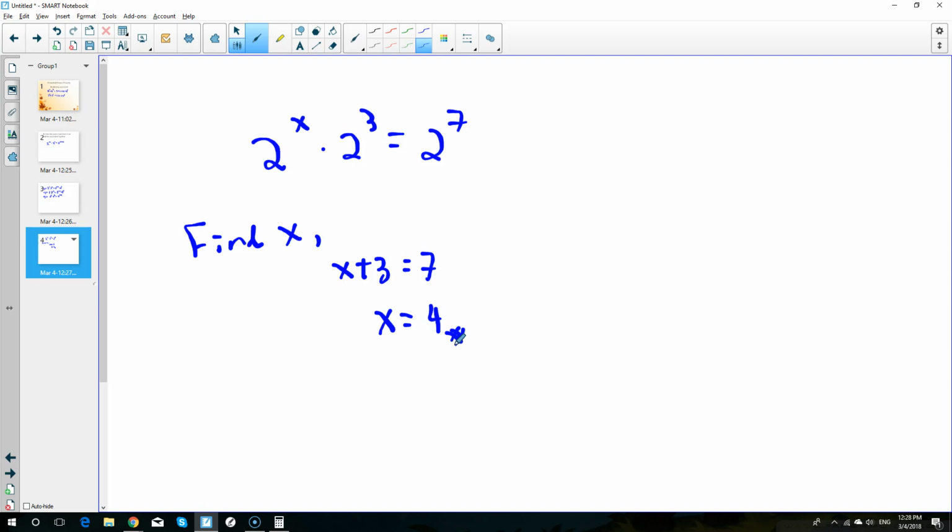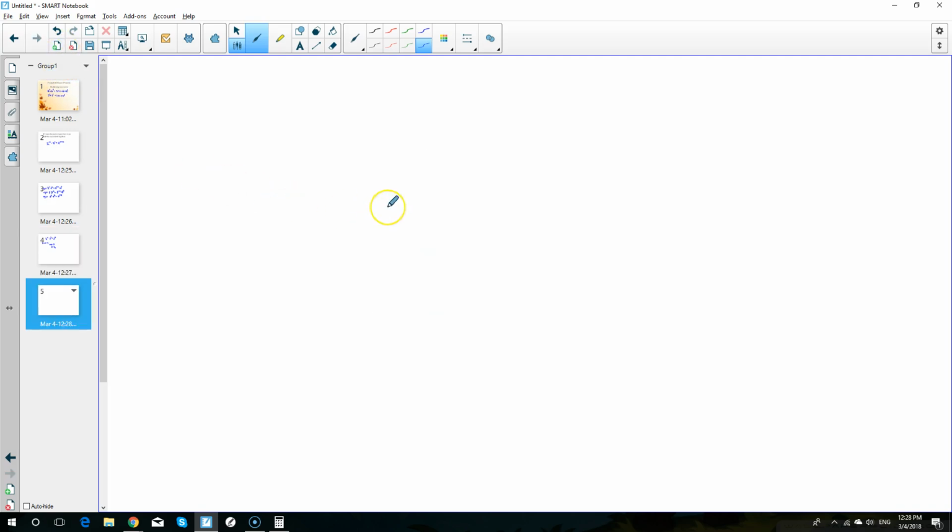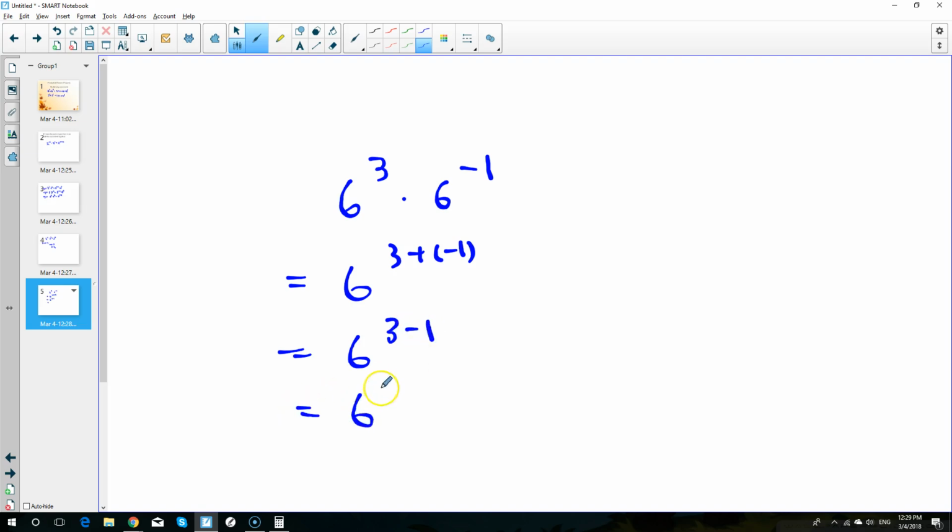I've been skipping this, but maybe it's a good time to introduce it. We haven't gotten to it just yet. For example, I have something like this. Let's just pick a number for the base: 6 to the power of 3 times 6 to the power of negative 1. In this scenario, I have a negative. We are going to do the same thing, so it's 6 to the power of 3 plus negative 1. So long as they multiply, it's just adding. So it's 6 to the power of 2.